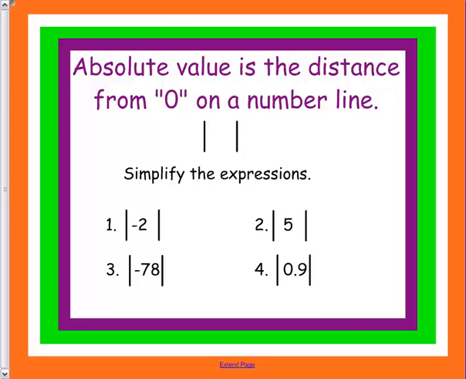Okay, let's look at this one. Here's the absolute value sign again. In case you missed the definition on the last page, it's on here again. If I have the absolute value of -2, I want to know the distance -2 is from 0 on the number line. It's 2 places away from 0. If I want the absolute value of 5, I want to know how far 5 is away from 0 on the number line. Well, it's 5 away. What about -78? How far away from 0? 78 units. And how far away is 9/10? 9/10 away. Okay?